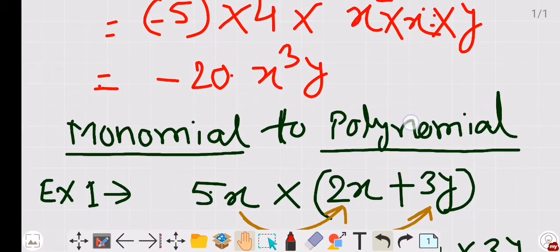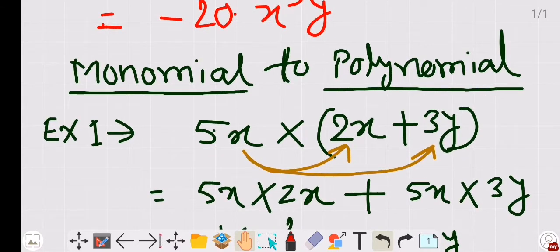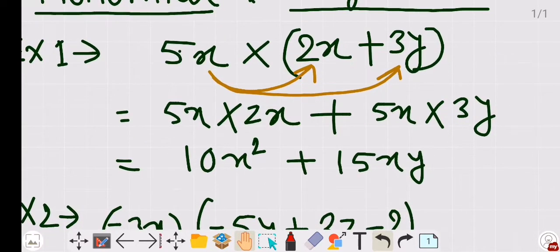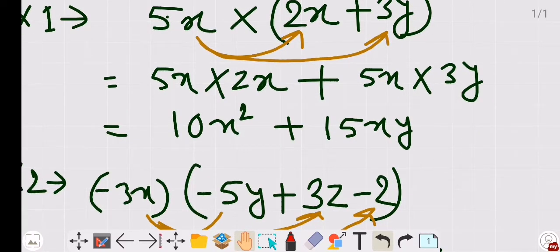Next is monomial to polynomial. As you see the example, 5x into 2x plus 3y. The 5x will be multiplied with 2x first and then 3y. One by one it will multiply to each term of the second expression. After following the rule, we get the answer 10x square plus 15xy.